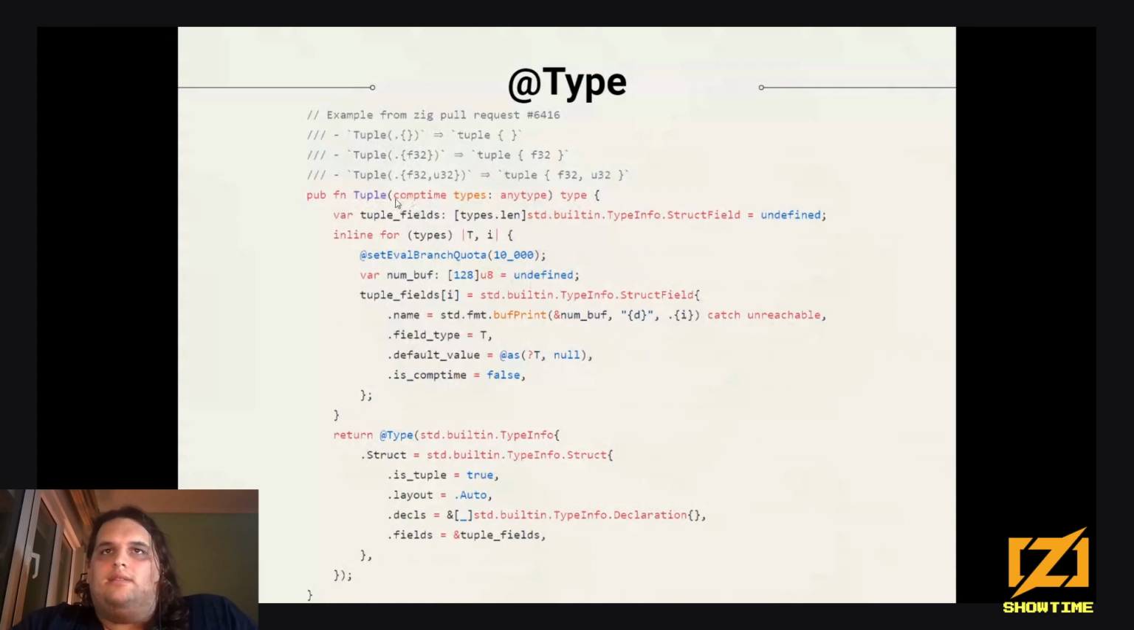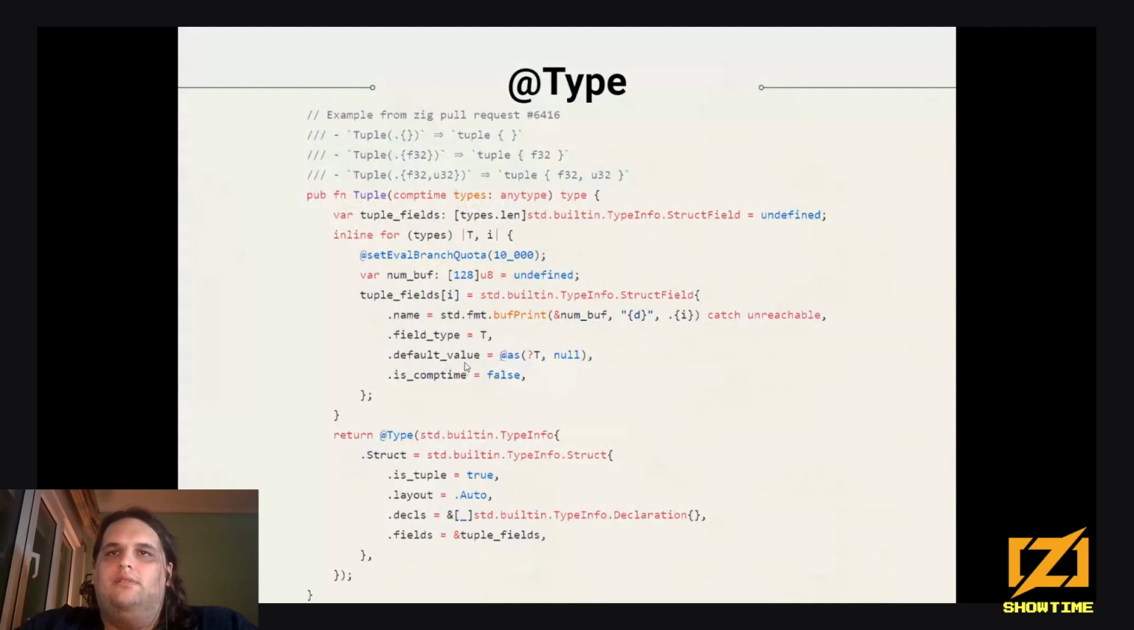This is a function that takes an iterable of types. So this could be a tuple with types or a slice of types, or an array or a pointer to an array of types. And you can see that we are defining the tuple fields. We want to return a tuple type of the types passed in. So we are defining the fields and iterating over the types, and we just give the names that we need. Like for a tuple, the names of the field should be 0, 1, etc.